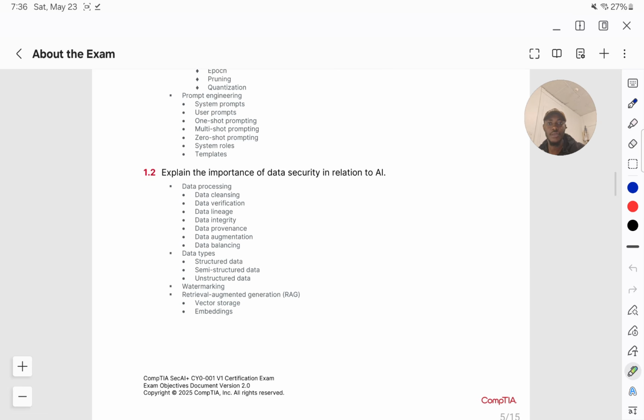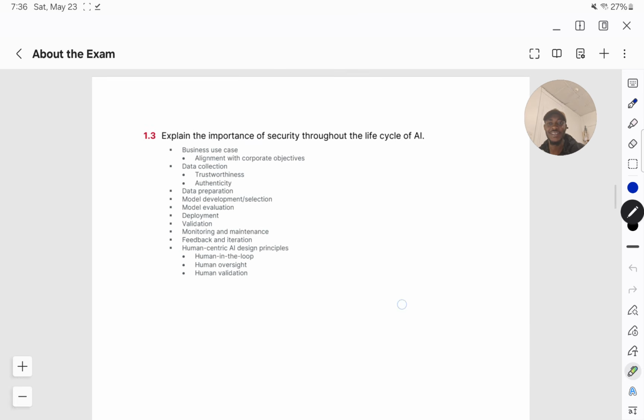I also saw the importance of data security when it comes to AI. Some of these questions lead to another question, like the situation where you answer question one and then question four gives away the answer. So you find the answer of question one from question four. That's an interesting thing that I saw today during the exam.